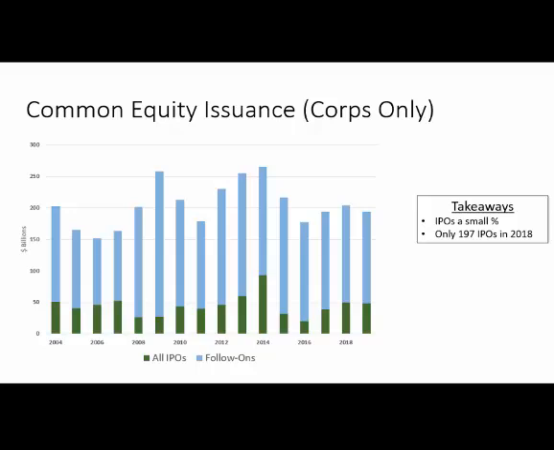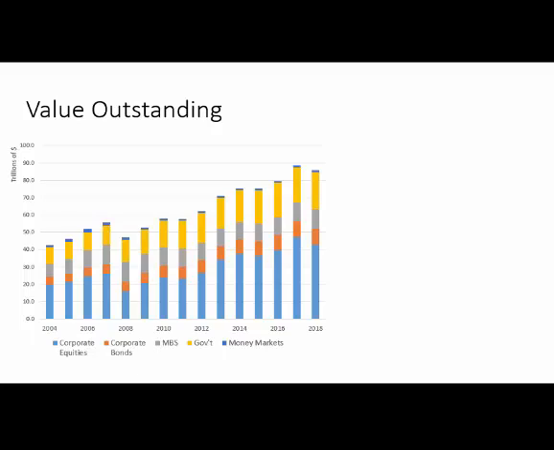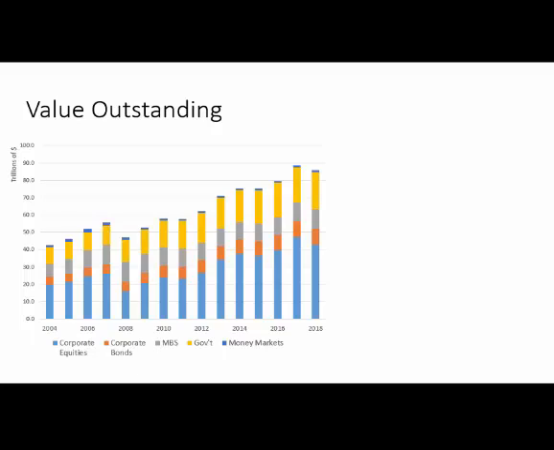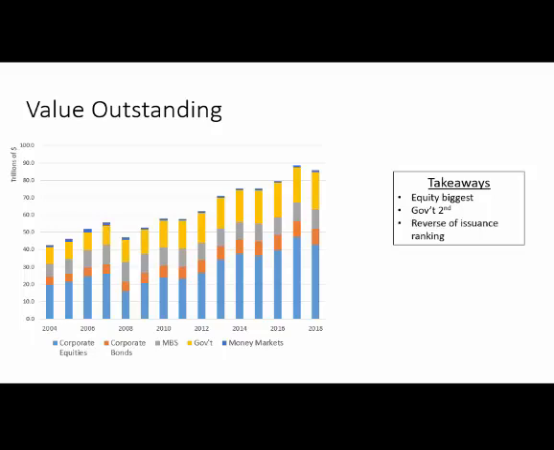in 2018. Now let's look at value of securities outstanding at the end of each year. On the y-axis, again, you're looking at trillions of dollars. So in 2017-2018, there were almost $90 trillion of securities outstanding in the U.S. capital markets. The light blue bar at the bottom is corporate equities. The rust-colored portion is corporate bonds, the gray mortgage and asset-backed securities. Then the yellow is government bonds, and at the very, very top, the dark blue is money markets. So the takeaways here are that equity is the biggest class of securities by value outstanding, government bonds second, and this is the reverse of the ranking that we saw with new issuance.